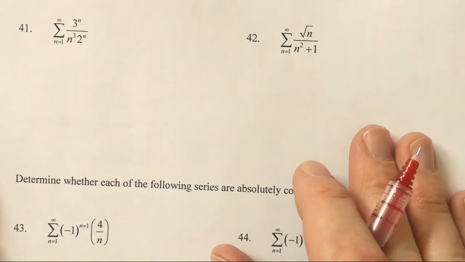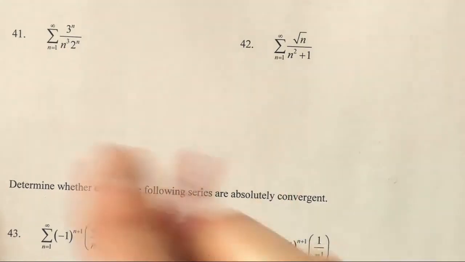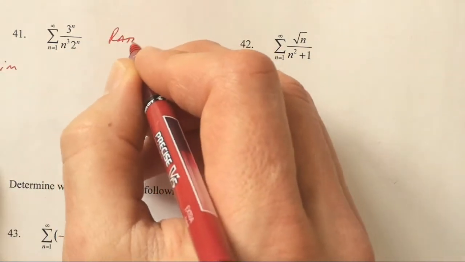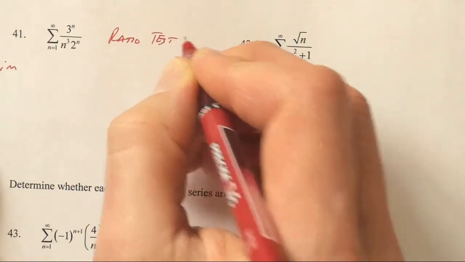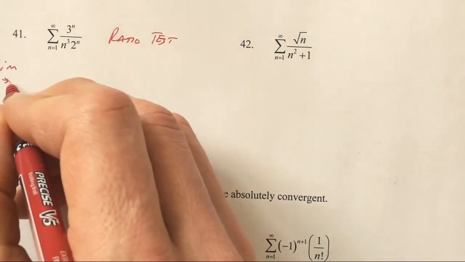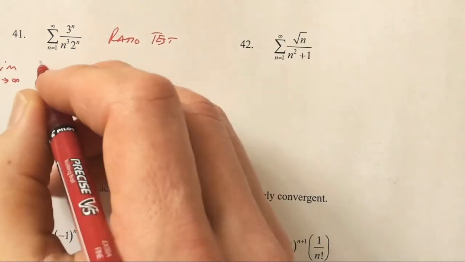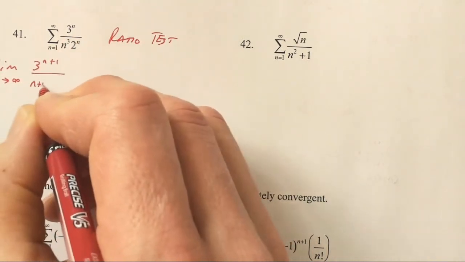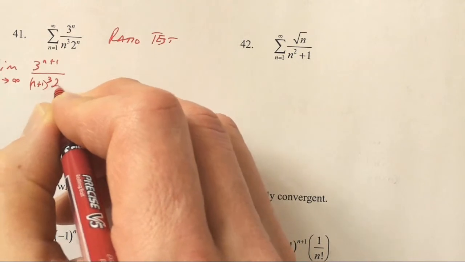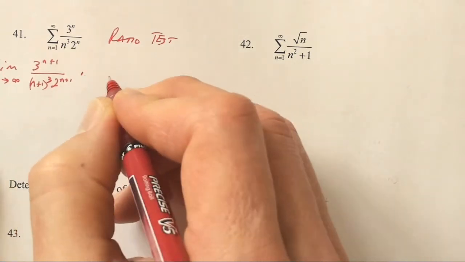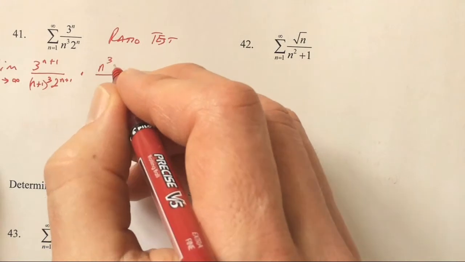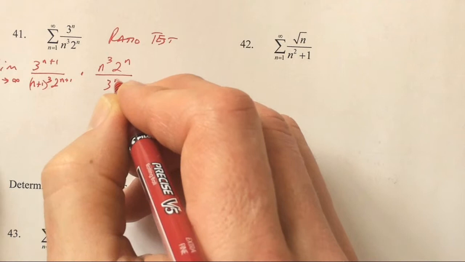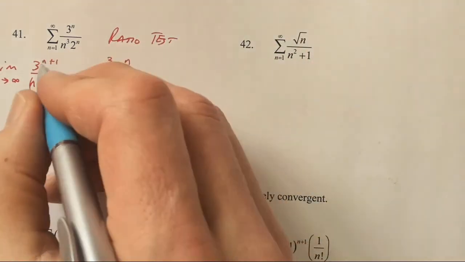On that same line, now we've got the 3 to the n for 41 that's up in the numerator. So again, if we look at the ratio test, then we're looking at the limit as n approaches infinity. We've got 3 to the n plus 1 over (n plus 1) cubed times 2 to the n plus 1. And we're going to multiply that by the reciprocal of the original expression, so that's n cubed times 2 to the n over 3 to the n. All right, you're old pros at this by now.